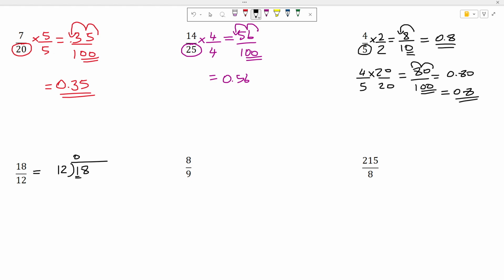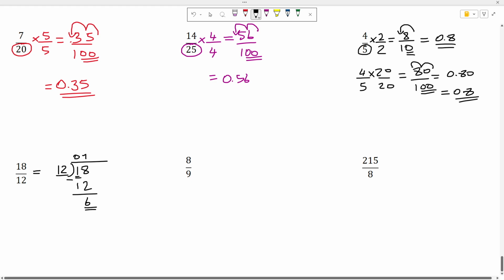Now let's see how many times 12 goes into 18. We know that 12 times 1 is going to give us 12, right? 18 minus 12 is going to give us 6. Following me? Alright. Now as you can see, 6 cannot go into 12, right? In this case, what we're going to do is add a decimal right here, and after we add a decimal, we're going to put a 0.